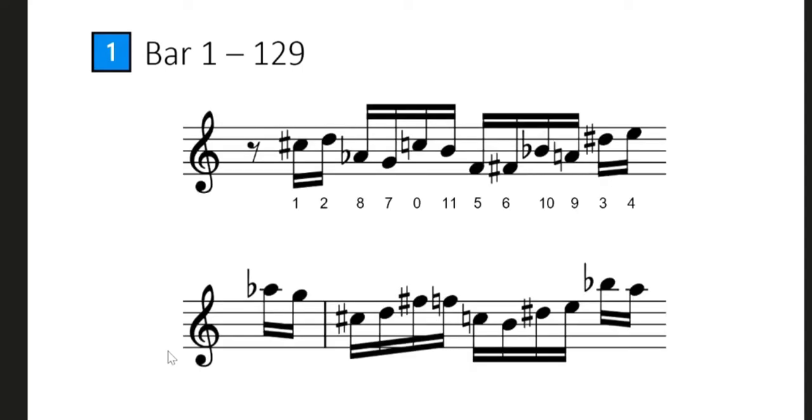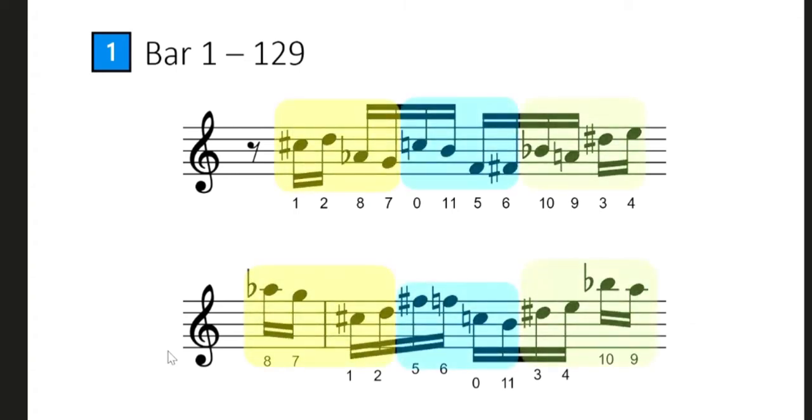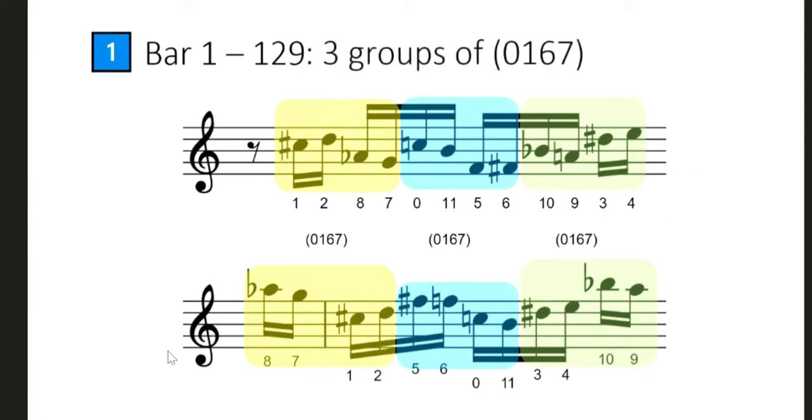The first type is used throughout the first half of the piece. In these 24 notes, if we spell them by using integer notation, we could easily find how the notes are grouped. Seiber separated them into three groups. The prime form of the three small groups are all 0, 1, 6, 7. Therefore, the first type is made up of three groups of 0, 1, 6, 7.